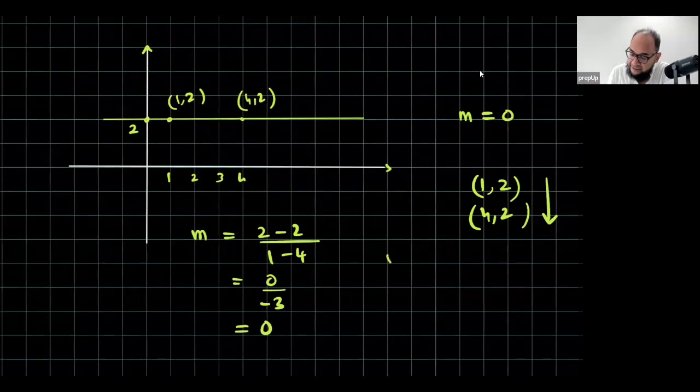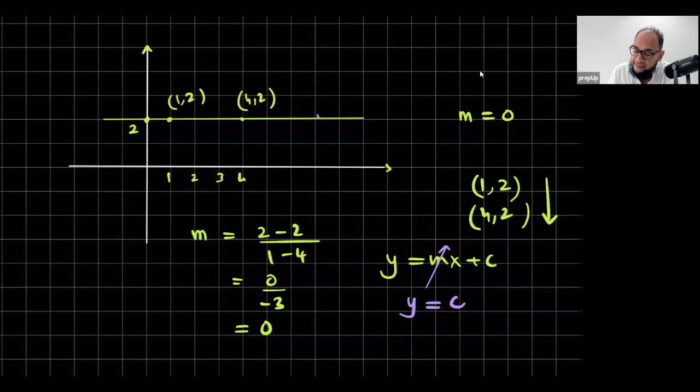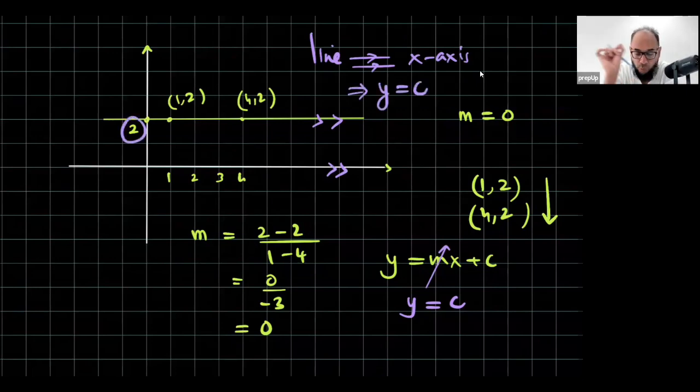When the gradient is 0, y equals mx plus c. The m part is 0, so what am I left with? y equals c. That means a line parallel to the x-axis. And let me draw the parallel in this manner. A line parallel to the x-axis will have the equation y equals a constant. That constant is the y coordinate, because all along the line the y coordinate is unchanged.